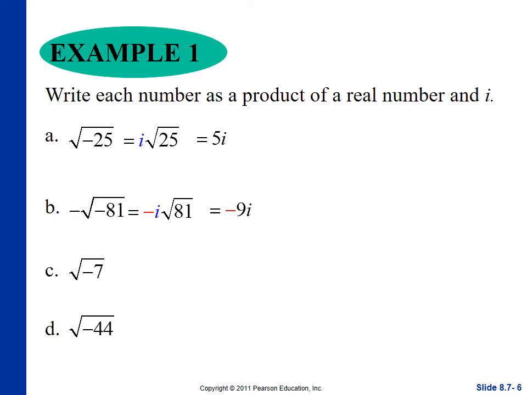In part C here, 7 is prime, so there's no square root of 7 that simplifies. So we end up with i times the square root of 7. And then in part D here, we'll look at this as the square root of negative 44. Well, that's equal to i times the square root of 44. Well, the square root of 44 is the square root of 4 times the square root of 11, which becomes 2i square root of 11.